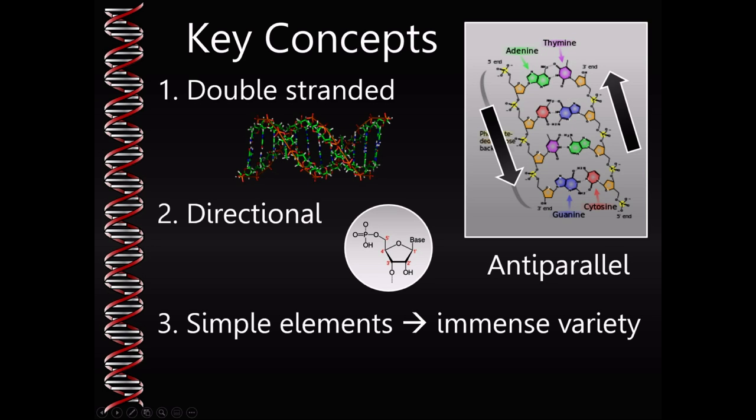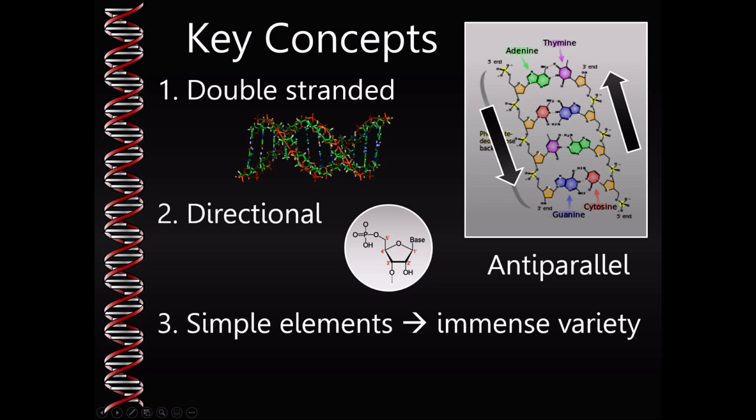DNA is directional, and what this means is the strand on one side is put together in a pattern that goes in a certain direction, and the matching strand on the other side goes the opposite direction. The orientation of those molecules is almost like a mirror image of one another.